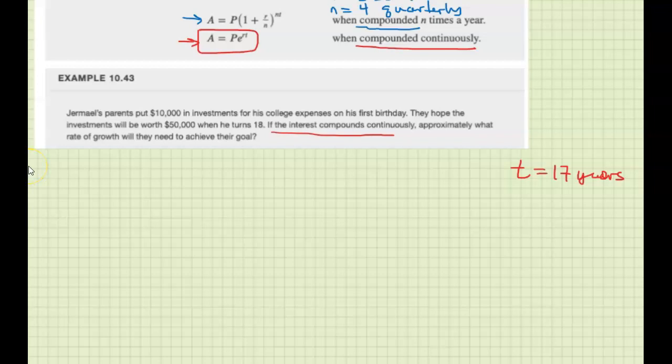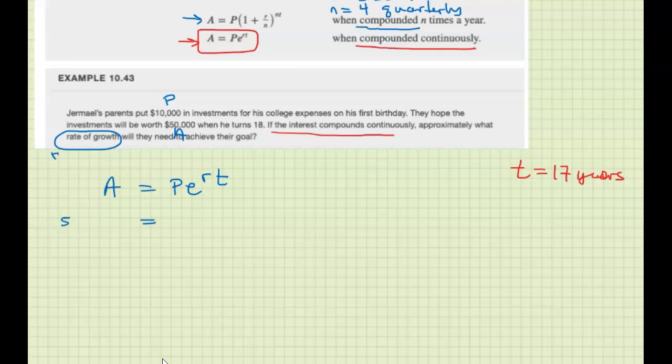You can see the interest is applied continuously, which means we're going to use that second formula, A equals P e to the RT. Now we're going to plug in all the numbers that we know. They put $10,000 in the bank. That's the P value. After 17 years, so T is 17, they want $50,000, so that's A, the amount. And it's asking for the rate of growth, the R value, or the annual interest rate.